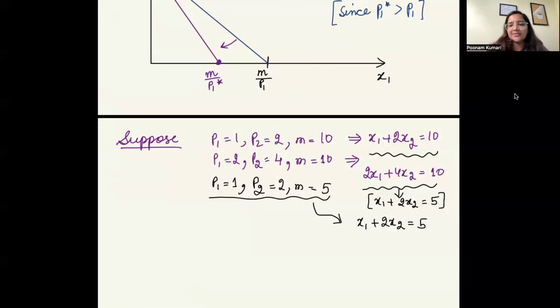5 rupees. Yes, ma'am. So when your prices double, or if all the prices are multiplied by the same number, it is like your income is getting divided by that number, which we see happening here also, right? So here prices were getting multiplied by 2. So it was essentially like the situation when prices are the same but your income is 5.